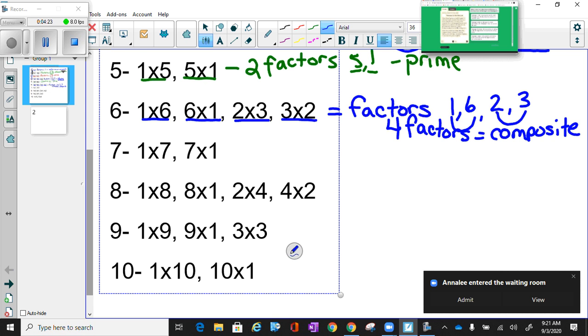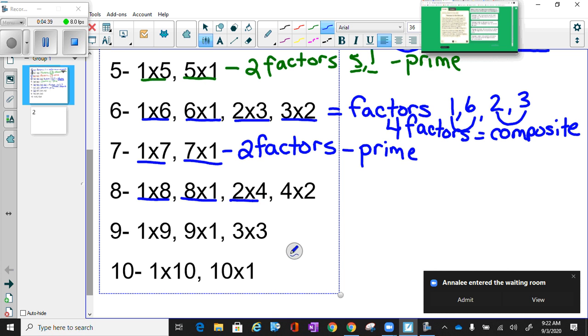Okay? What about 7? I'm only seeing 2 factors. What does that mean? Prime. You're right. Let's look at 8. Does it have more than 2 factors? Yeah. It has 1, 8, 2, and 4. It has 4 factors, right? So does that mean it's prime or composite? Composite.